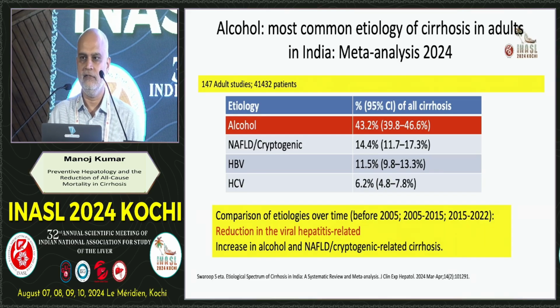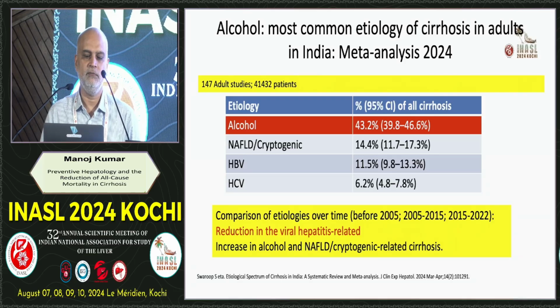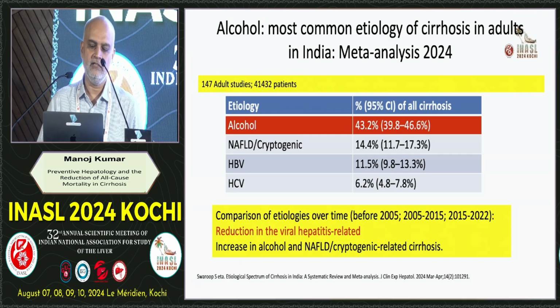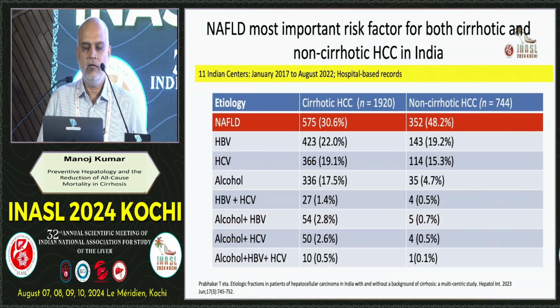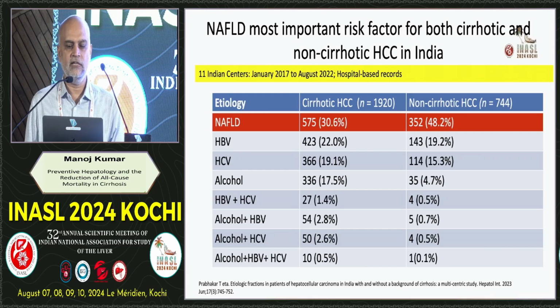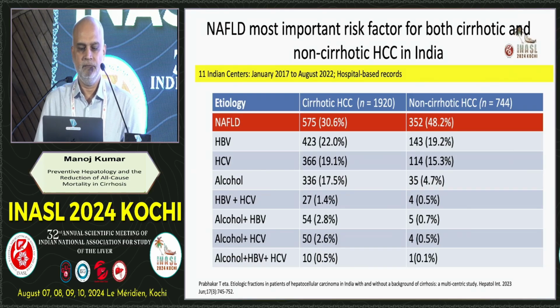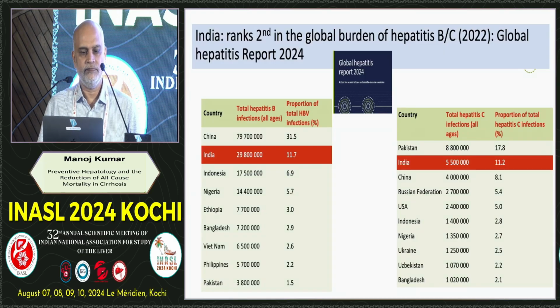This was a meta-analysis of 2024. About 43% are due to alcohol. Fatty liver also becomes a large chunk. There is a reduction in the viral hepatitis related cirrhosis over time. Fatty liver is the most important risk factor for both cirrhotic and non-cirrhotic HCC in India, and as we can see, 30 and 48% of cirrhotic and non-cirrhotic HCCs are now related to fatty liver disease.